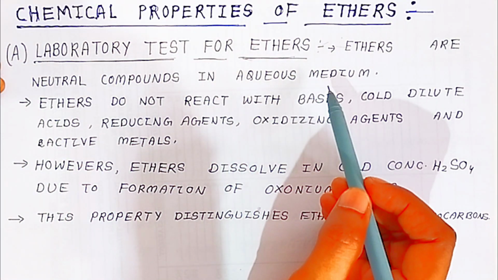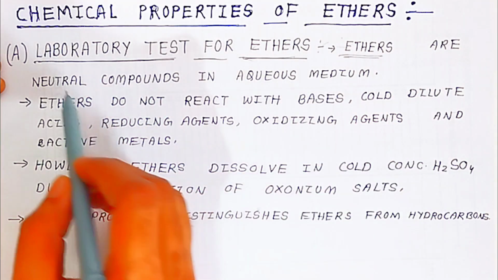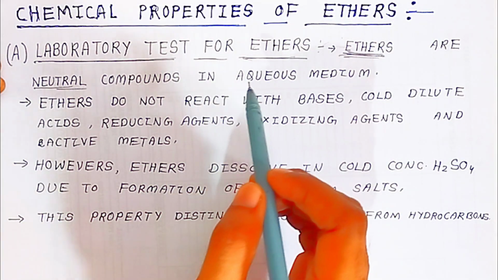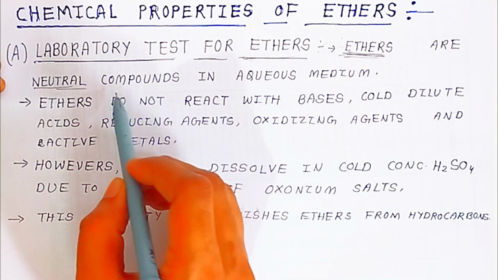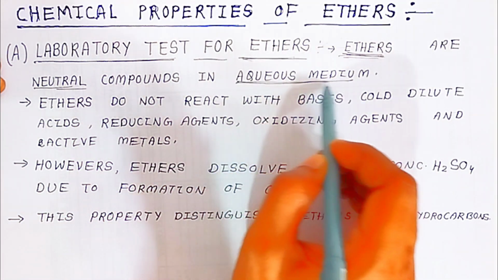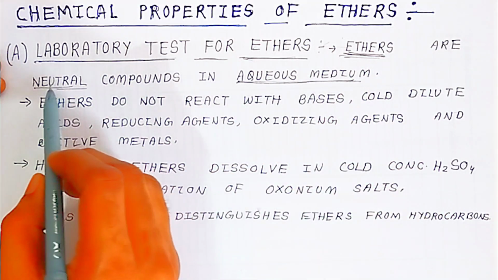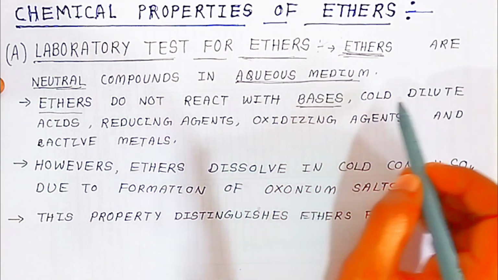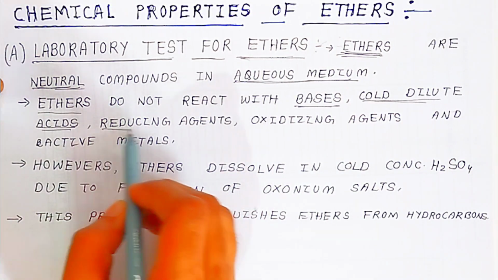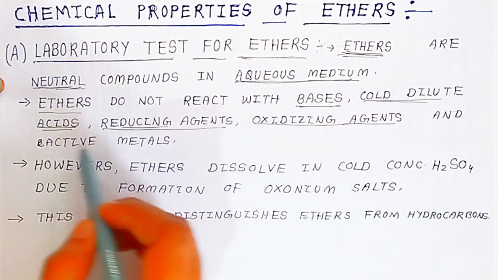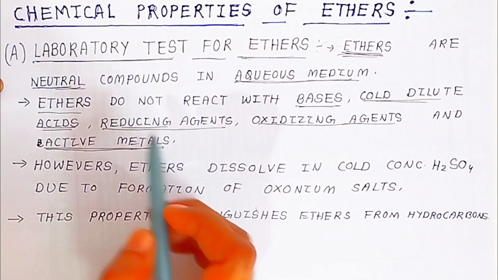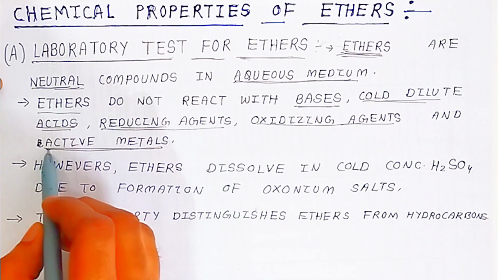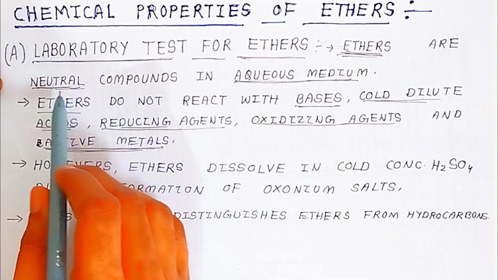This is ether. Ethers are neutral compounds. Students, mind well, ether is very neutral other than hydrocarbons. Ethers are neutral compounds in aqueous medium. Okay students, in aqueous medium it is a neutral compound. It is not going to react very fast. Ether does not react with bases, cold dilute acids, reducing agents, oxidizing agents, or active metals like sodium. So students, ether does not react with these because it is a neutral compound.